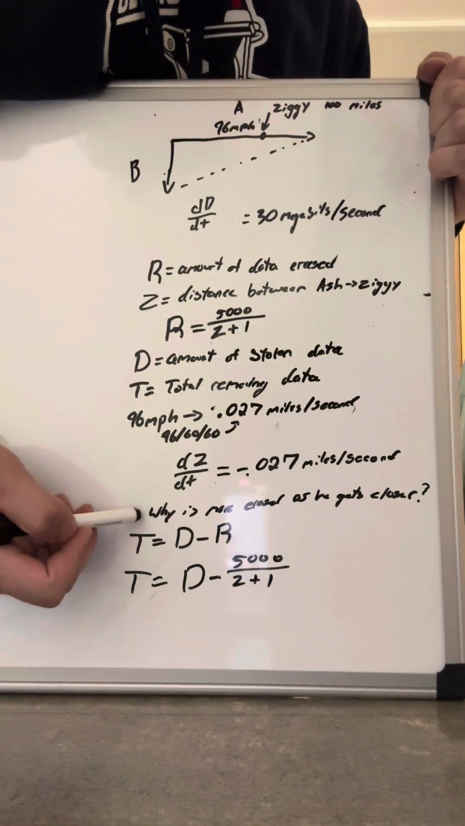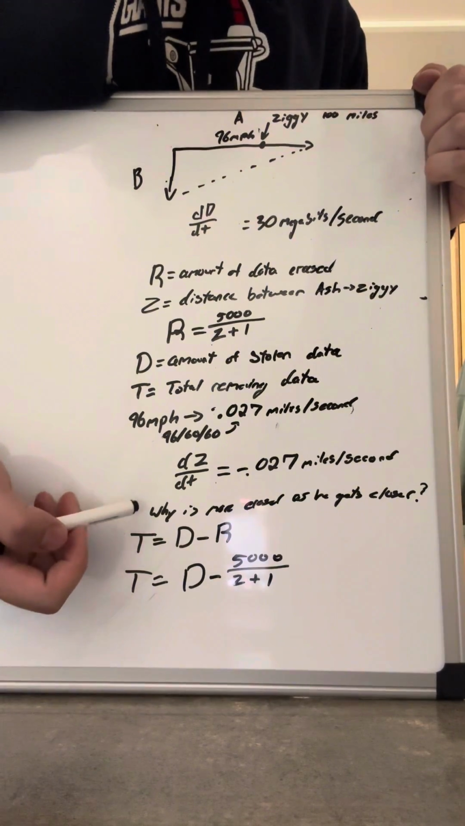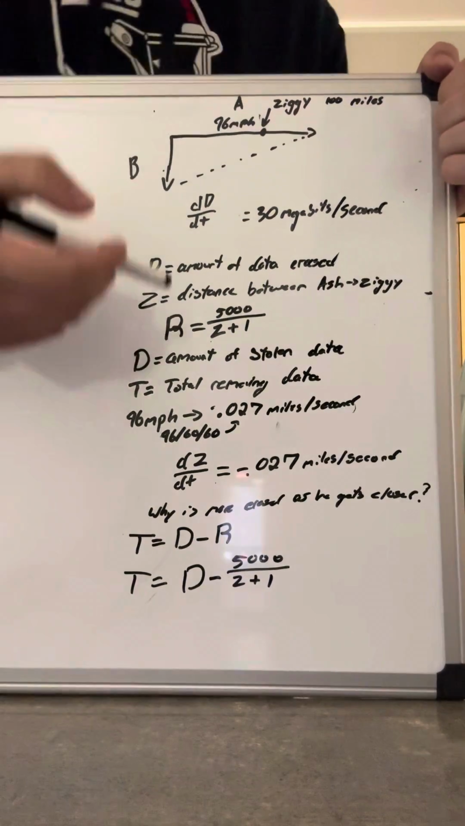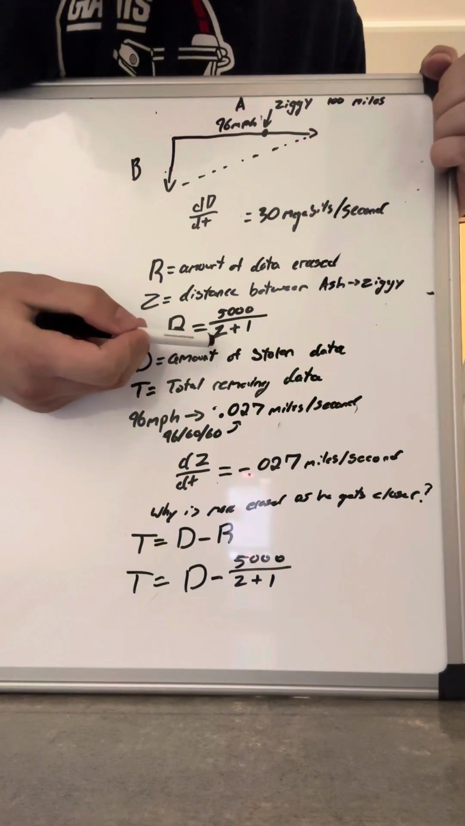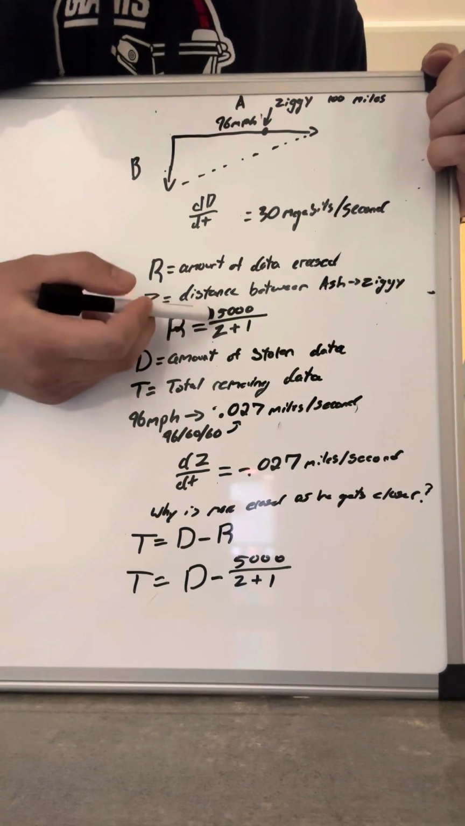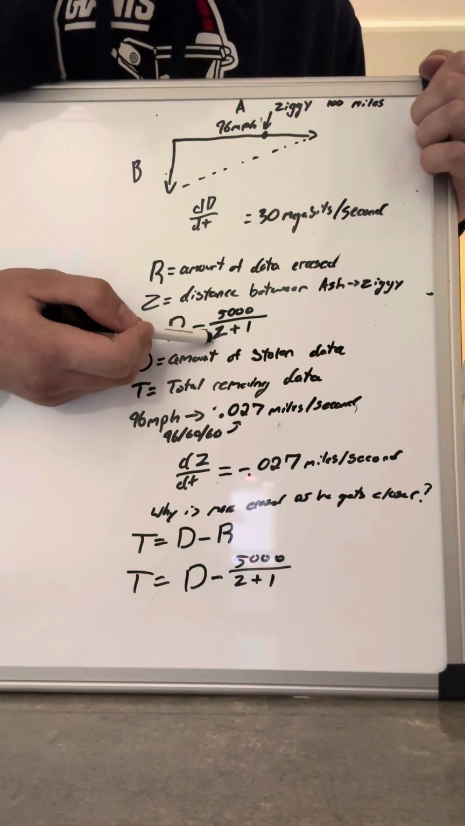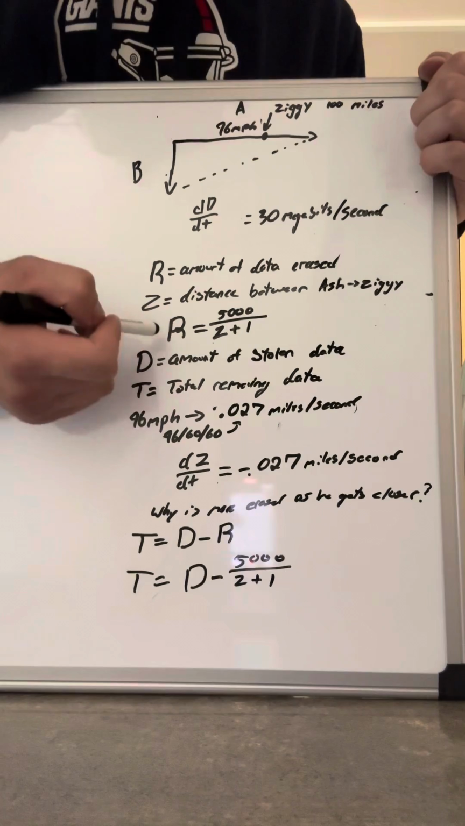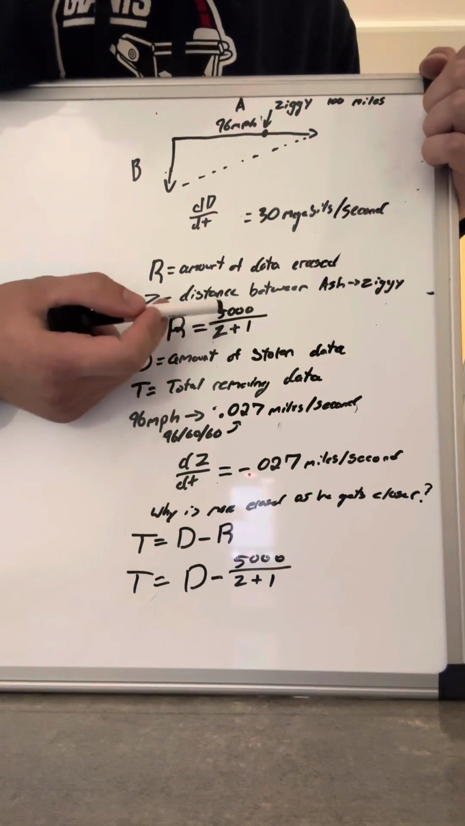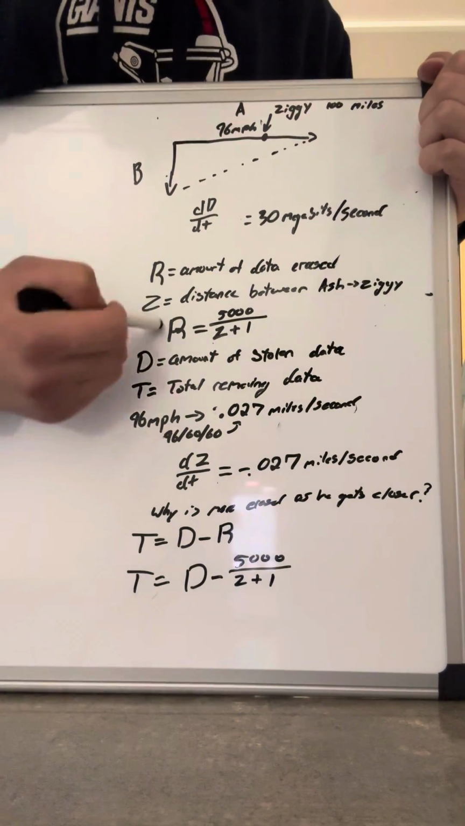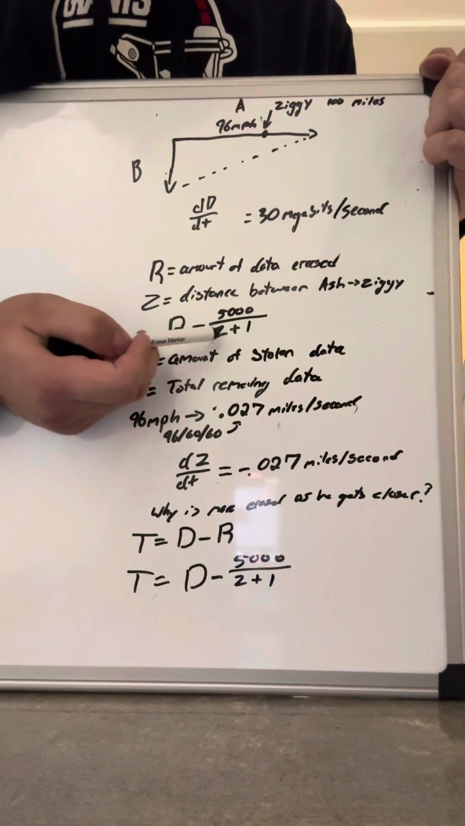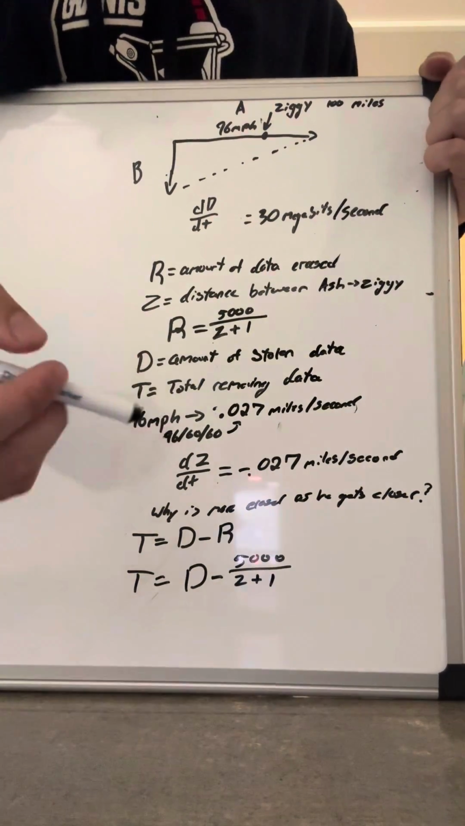Question 2 is, why is more erased as he goes closer? More gets erased as he's getting closer because as this number decreases, you have a bigger number over a smaller number. And a bigger number over a smaller number is larger compared to if you had a bigger number over a bigger number, which would be smaller. So as he gets closer, this number gets smaller, letting this number get bigger.